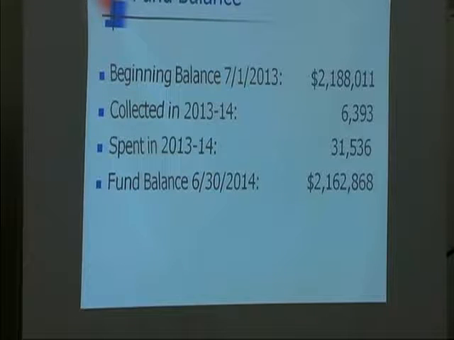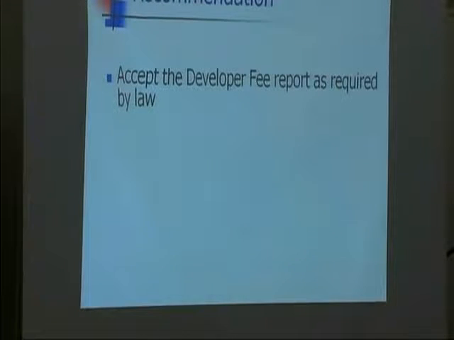And the beginning balance of the developer fee, as you can see, is $2.1 million. We collected fees in 13-14 totaling $6,000, and we spent $31,000 last year. Now the fund balance as of June 30th, 2014, for the developer fees is $2.16 million. So the staff is asking the board to accept the developer fee report as required by the law. So any questions?